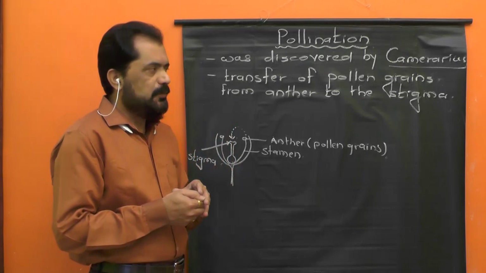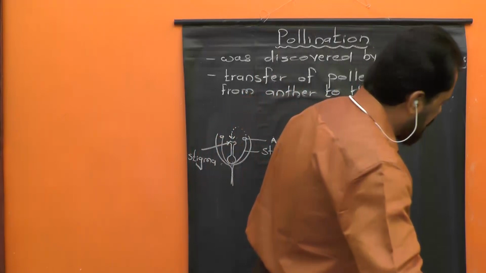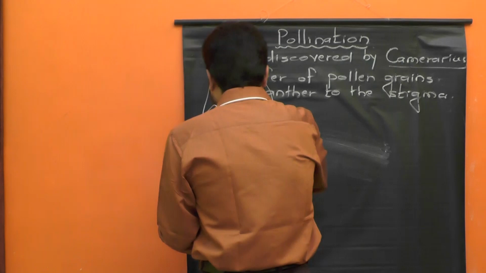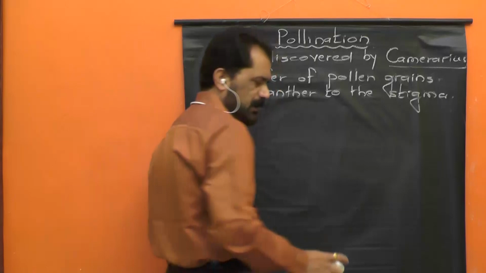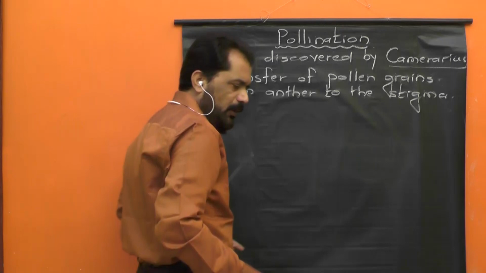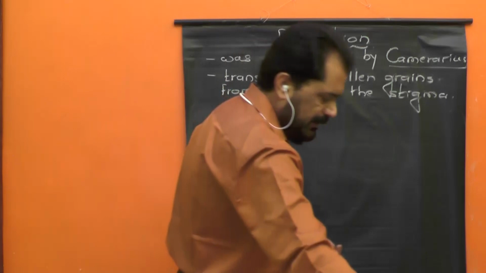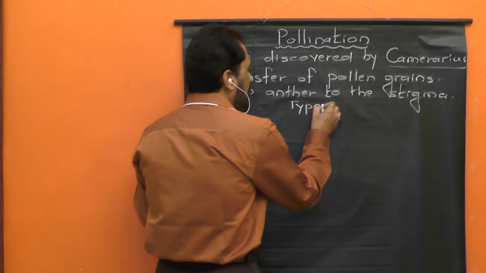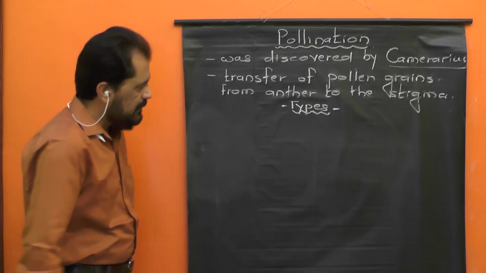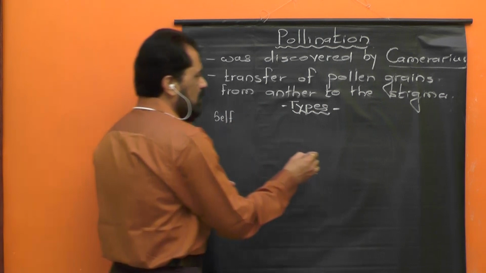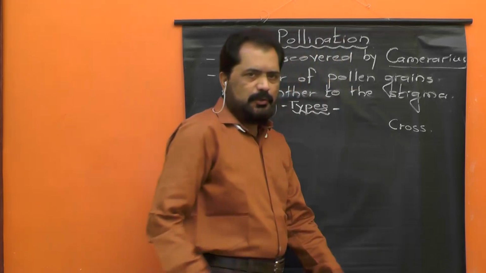Now, we have to study the types and subtypes of pollination. Pollination is broadly divided into two main types: first self pollination and second cross pollination. Self pollination and cross pollination. There are two main types of pollination.